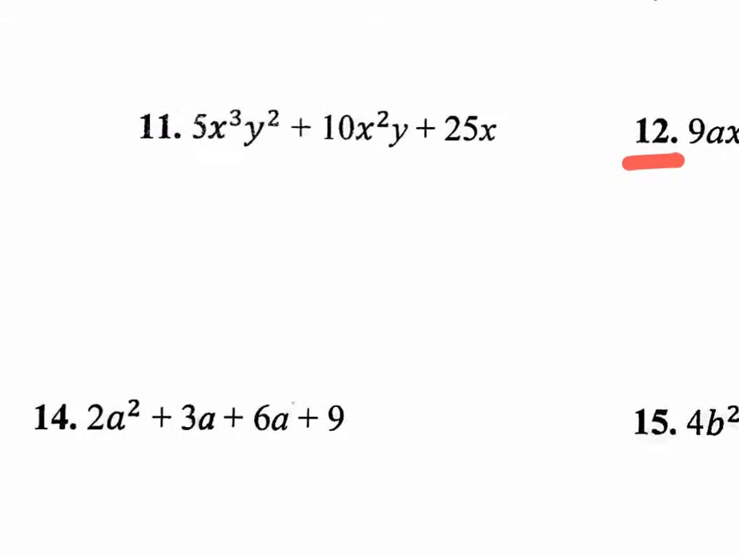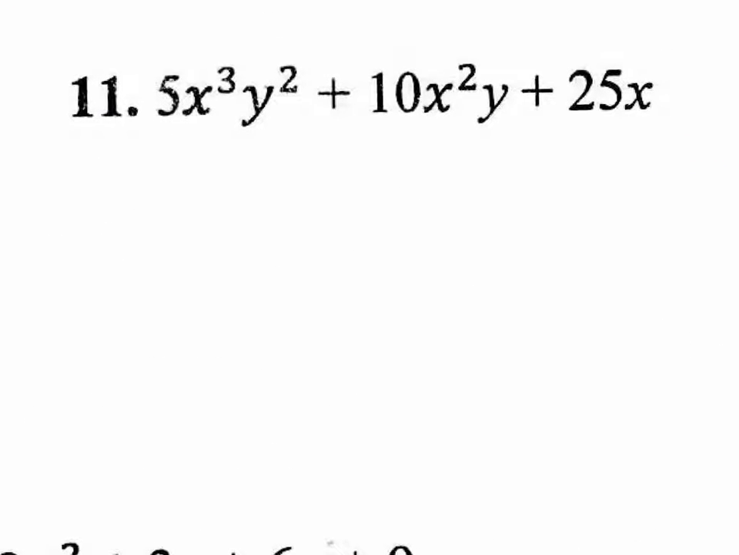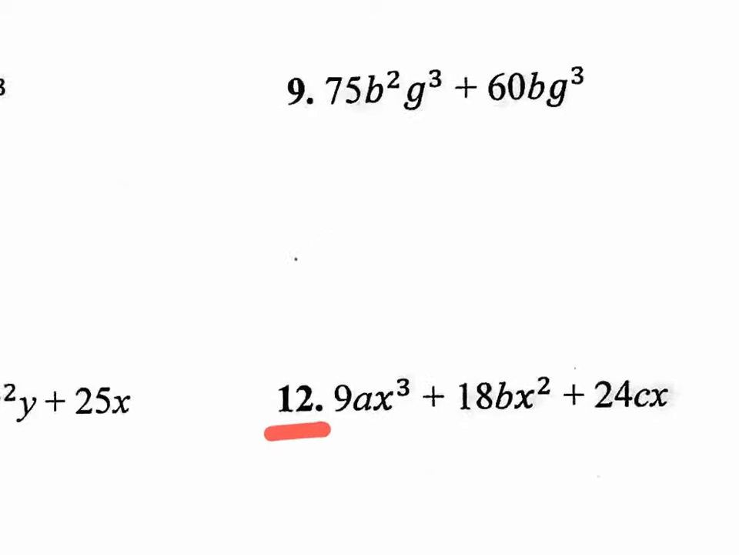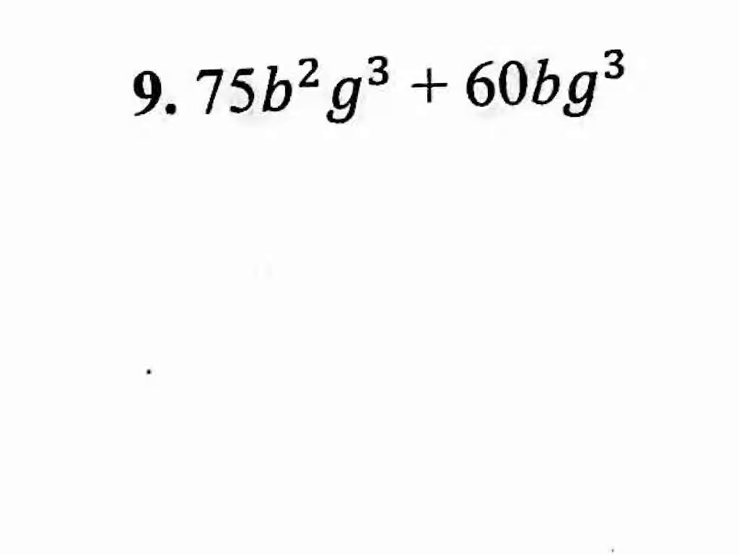Number 11. 3 terms. More fun. Oh, I skipped 9. I'm sorry. Let's go back to 9. 2 terms. Not as fun. What's the GCF there? 5? 15 is even better, right? 5 works, but that's not the greatest common factor. 15 would be the greater value.